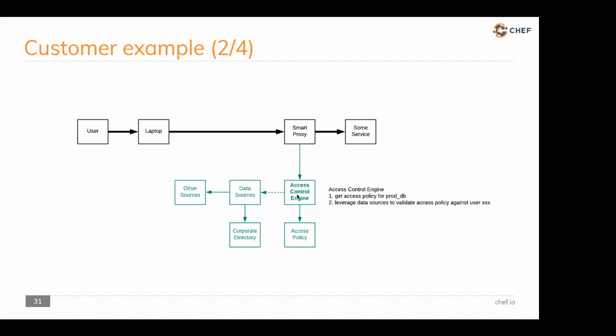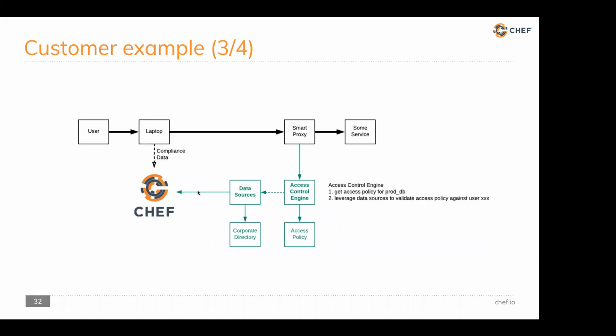Then what it does is leverage any number of data sources to validate that access policy against the user and the type of request they're trying to make. So they might reach a corporate directory, and then there might be some other sources of device context. In our customer's example, they use Chef to harden and validate the compliance of their laptops. So Chef is their number one source for device context data.